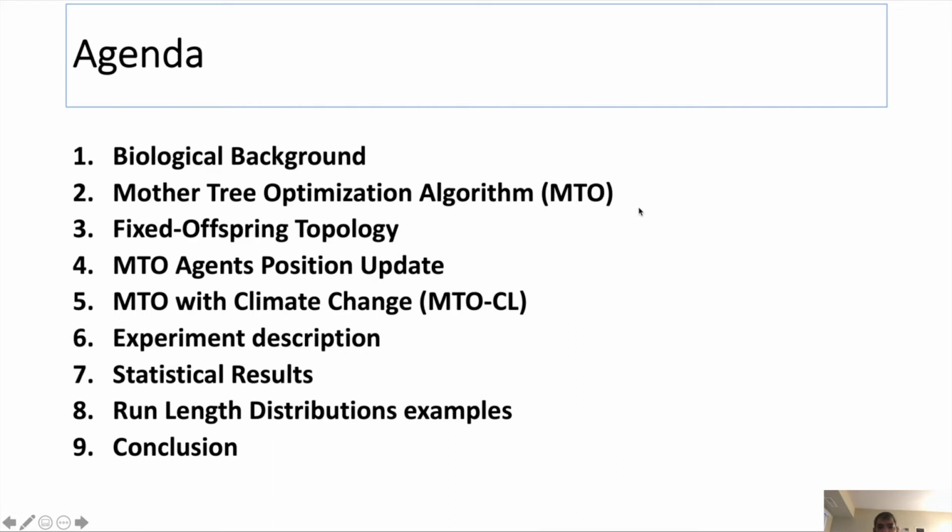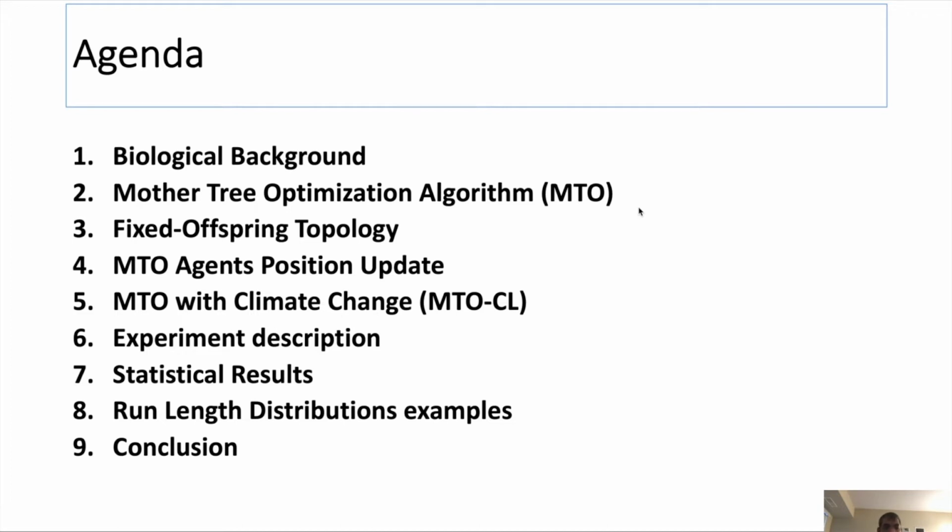Actually, we are not going to talk about the different categories of optimization algorithms, but in brief, we have exact methods and we have approximate methods. Under the approximate methods, we have a subcategory called nature-inspired algorithms that mimic the behavior of biological and natural phenomena, and we have other categories. The mother tree optimization algorithm is one of the nature-inspired algorithms.